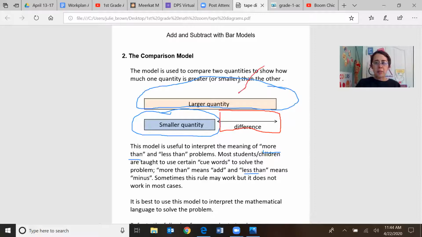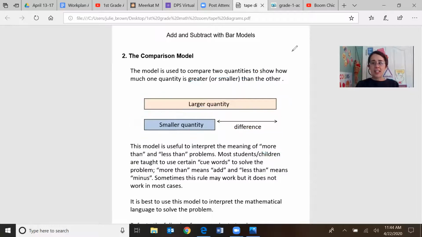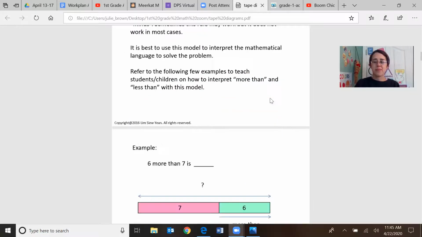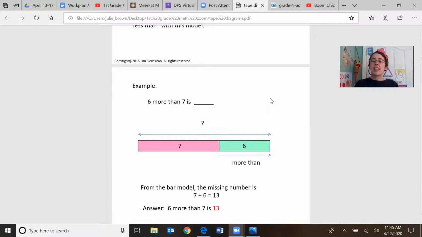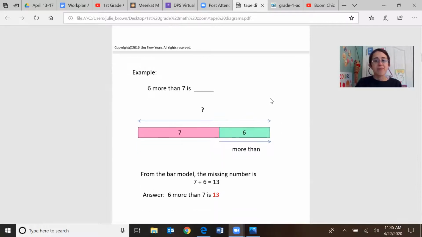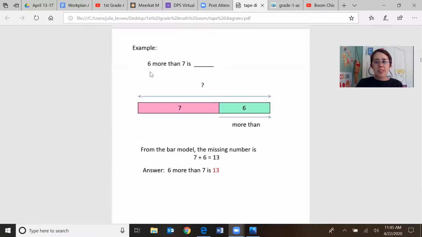Or my word problem could say, Andrew has 10 dogs, but Alice only has 6 dogs. How many less dogs does Alice have than Andrew? And again, we're looking for the difference. The difference is the answer of a subtracting problem. But of course, you can use adding to find the answer too. Let's look at an example.